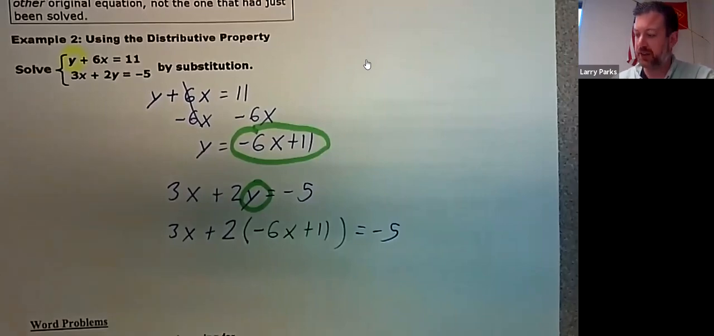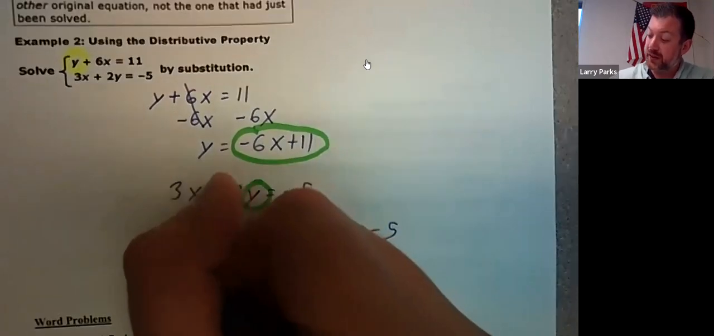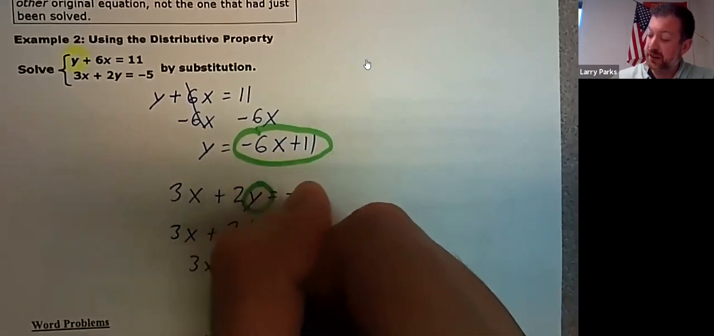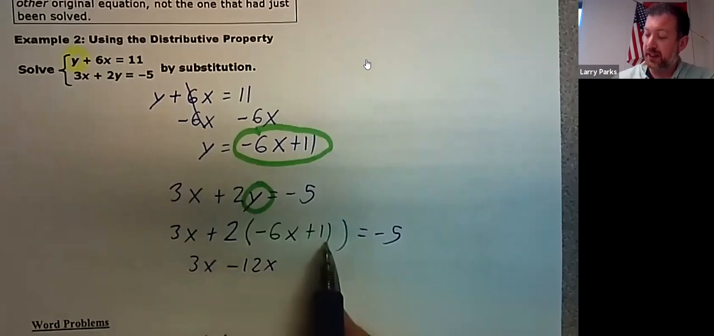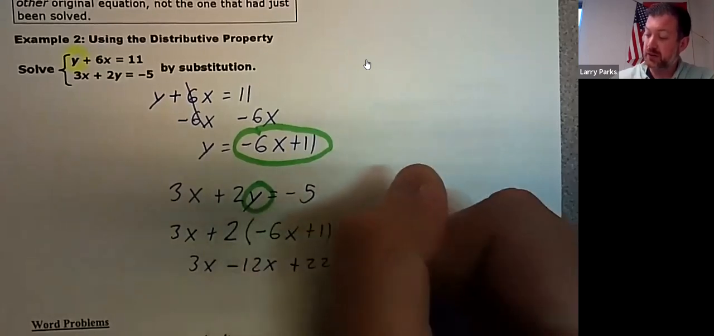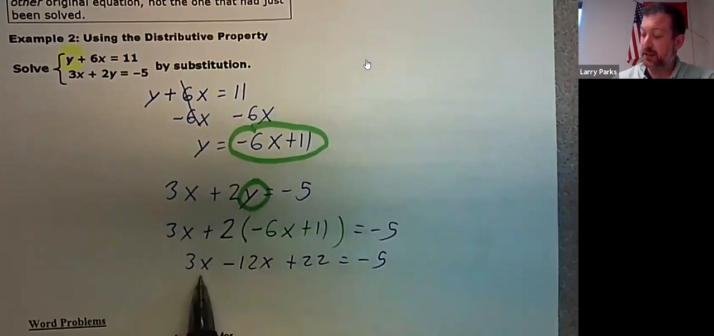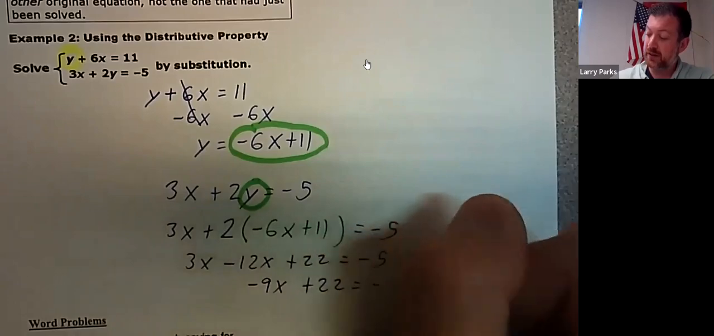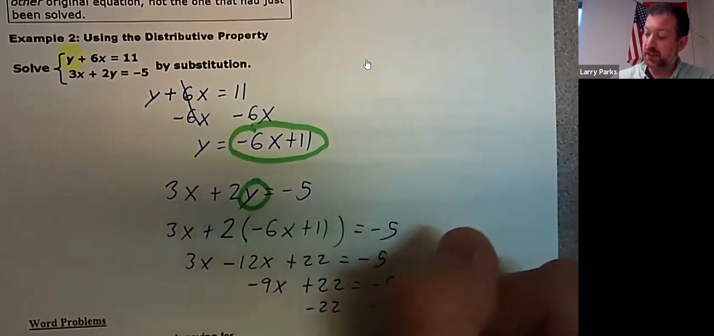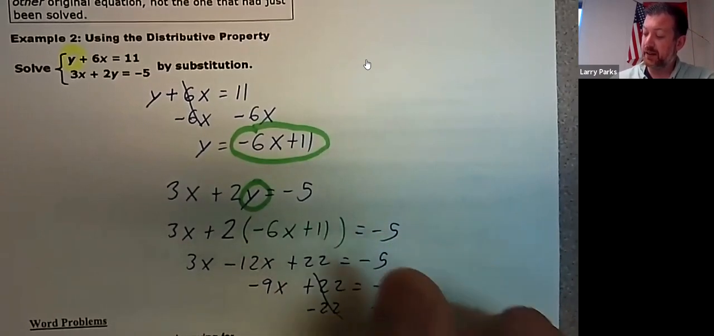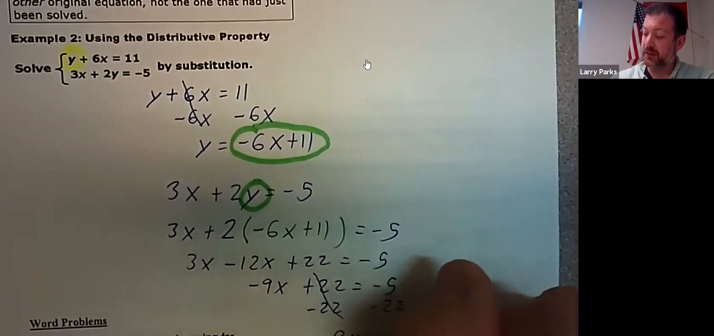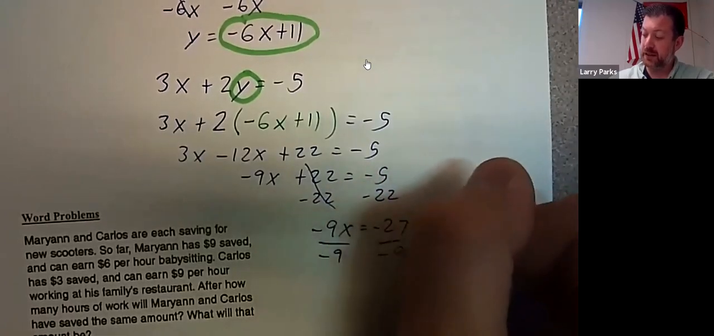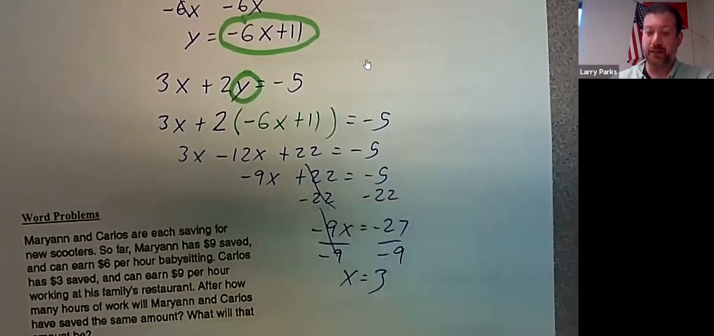We don't really have time for another problem, so I'll just finish it real fast. 3x, distribute the 2, 2 times negative 6 is negative 12. Distribute the 2 to the 11, it'd be plus 22. Combine like terms, 3x minus 12x is negative 9x. Subtract 22 from both sides. You get negative 9x equals negative 27. Divide both by negative 9. And you get x is 3.